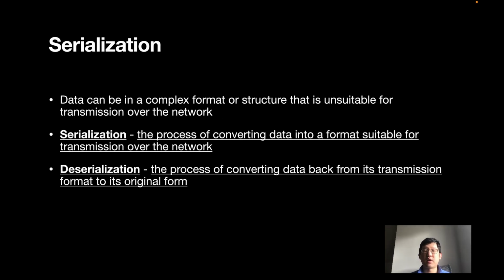Data can also be in a complex format or structure that is unsuitable for transmission over the network, and we use serialization and deserialization to help us prepare the data for transmission. At the sender side, we use serialization, where it converts data into a format that's suitable for transmission over the network. And at the receiver side, we use deserialization, where it converts the transmitted data back into its original form.